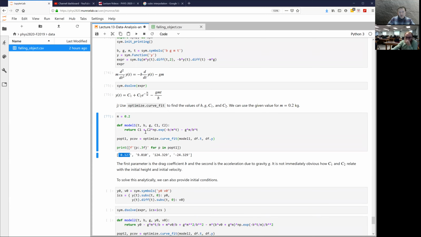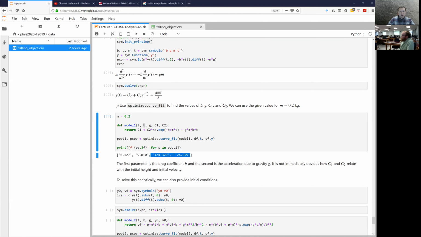The first one is the value of b. Well, we recognize that as being the same as what we had before. The second one is, based on the data, the value of g. And these last two are these coefficients. Now, I don't know about you, but it's not obvious to me what these two coefficients mean physically.